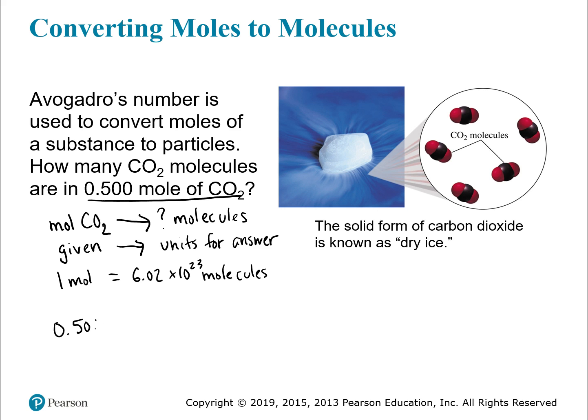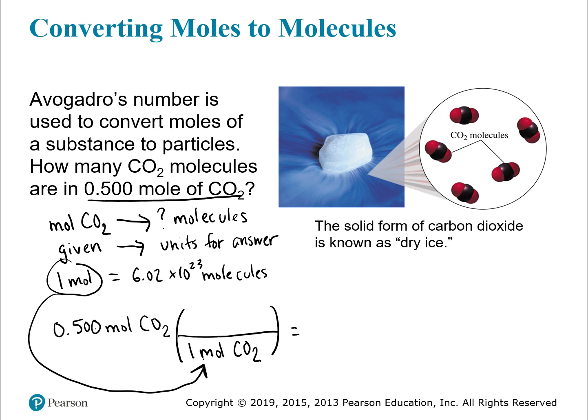Starting with 0.500 mole, we need to write a conversion factor from our equality that will convert moles to molecules. That means that we have to cancel out the moles. If we've got moles in the top, we need to put moles in the bottom to cancel. So if you can see this mole down on the bottom. Now we're going to take Avogadro's number and put it on top.